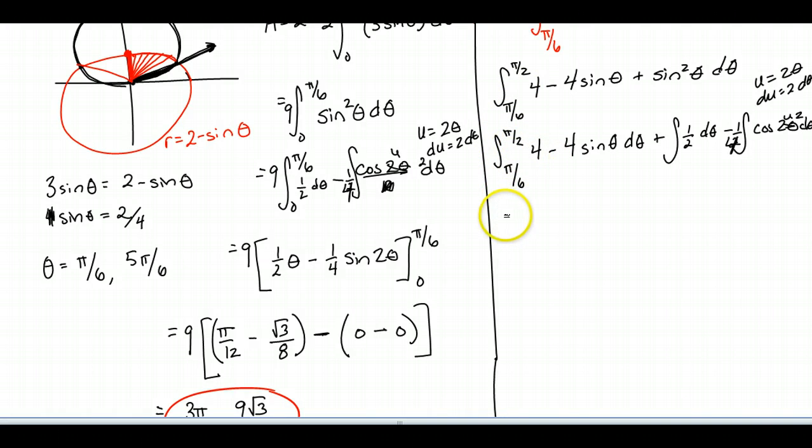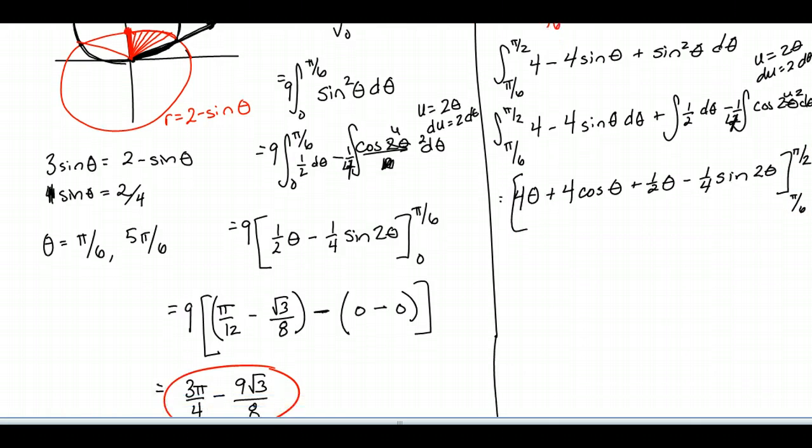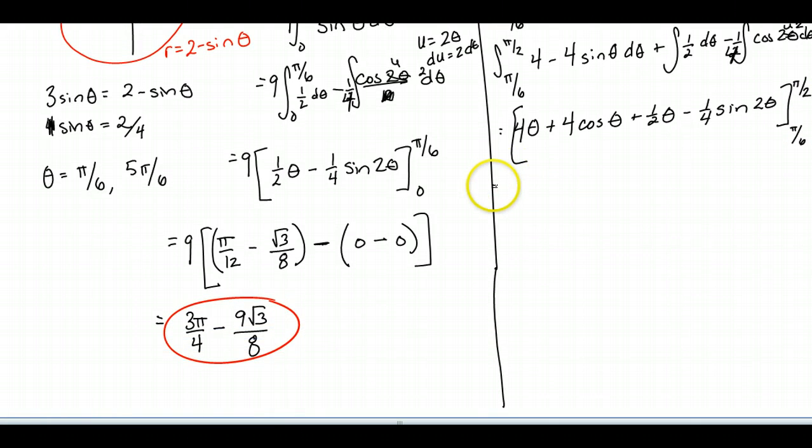So from here, this will give us 4 theta minus 4 antiderivative of sine is negative cosine, so that becomes a positive cosine theta, plus 1/2 theta minus 1/4 antiderivative of cosine is sine, 2 theta. This is pi over 6 to pi over 2. And now plugging everything in.